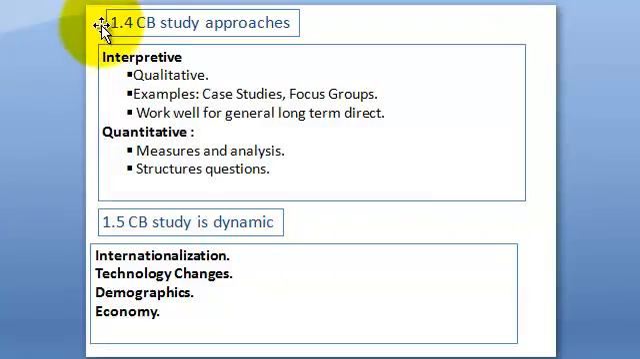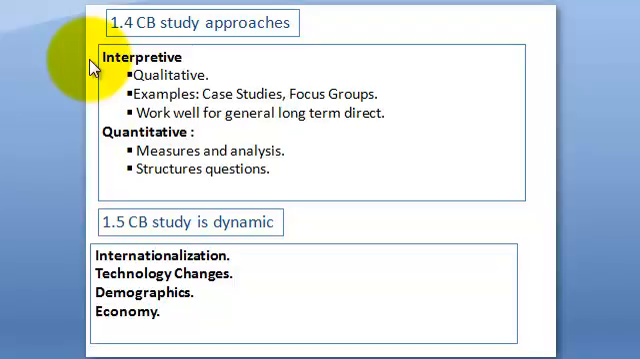Two kinds of approaches to studying. We can do interpretive, which is qualitative analysis or research. That's where we do case studies or focus groups, and that works very well for general long-term projects. I might have a focus group if I want to ask what our oil and energy policy should be for the next 50 years. It would be hard to do a quantitative analysis on that by answering questions. I would probably want a group of experts to give a qualitative diagnosis of that problem.